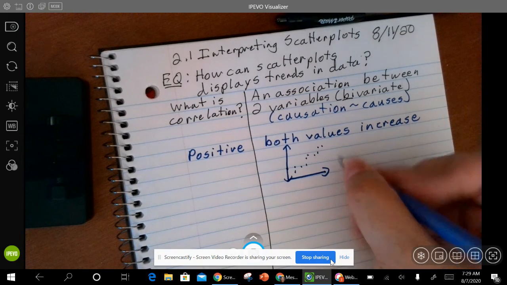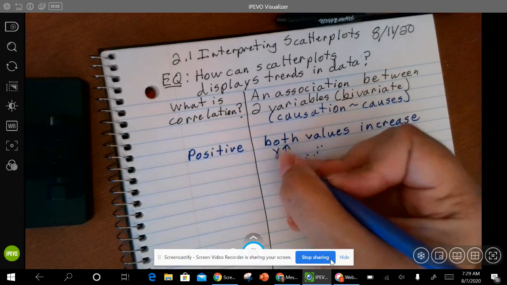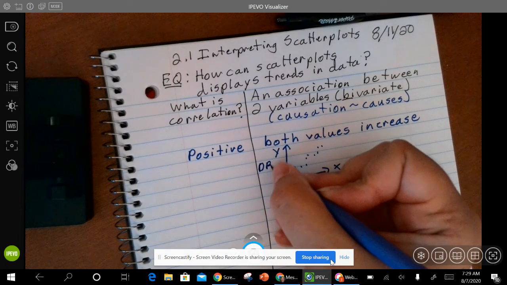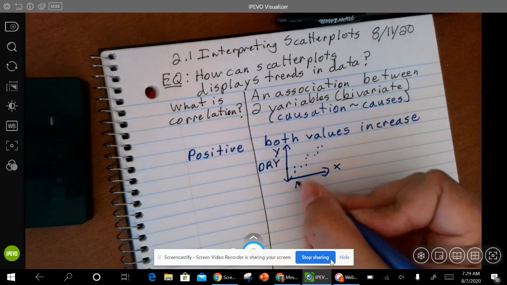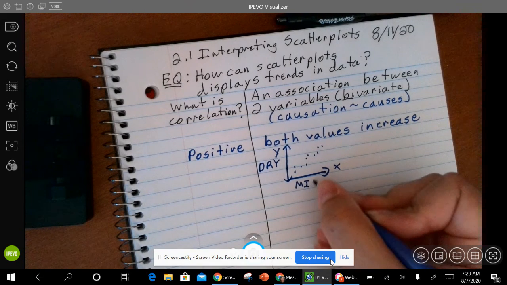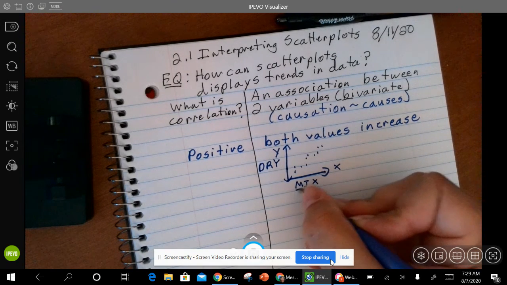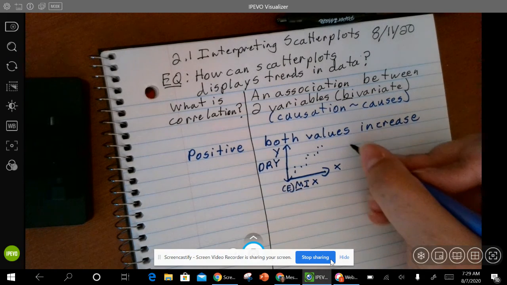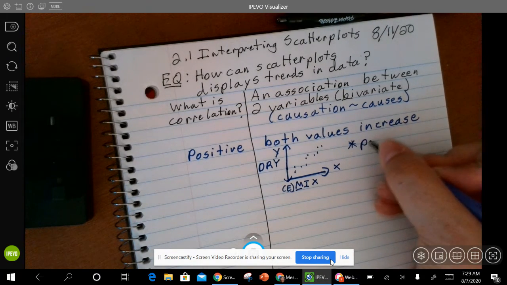Okay. So we have our X and our Y axis, everybody. So if it helps you think about it, DRY MIX: D for dependent, R for responsive, Y for the y-axis, M for manipulated, I for independent, X for the x-axis, and we use E for explanatory. And so notice, everybody, that's going to give you a positive slope.